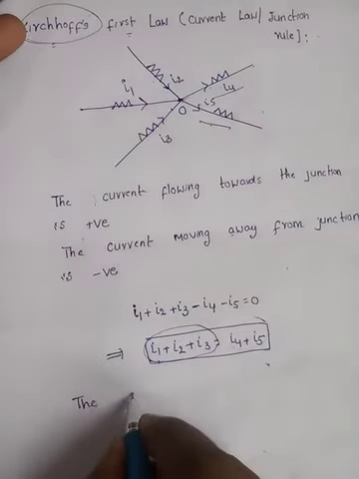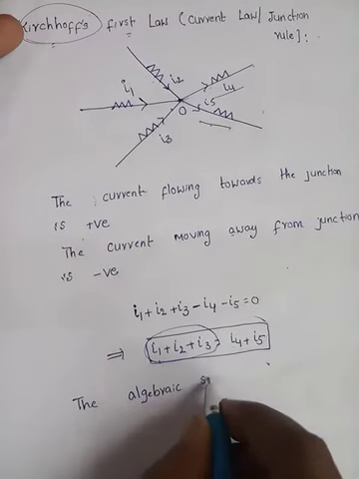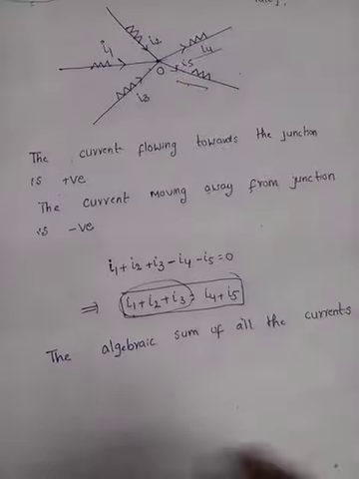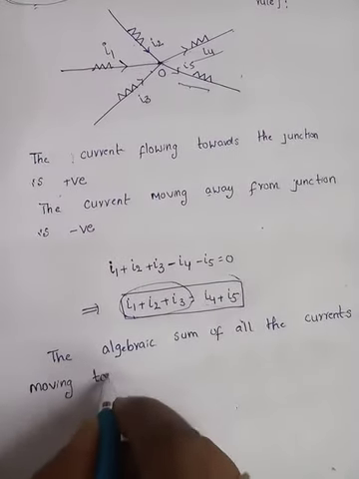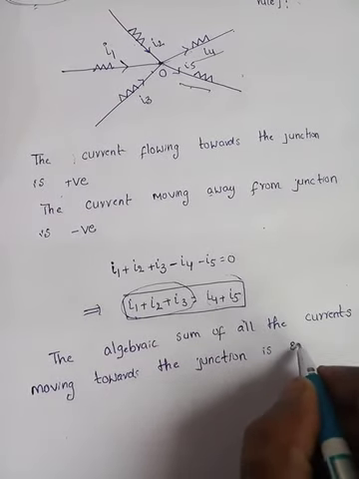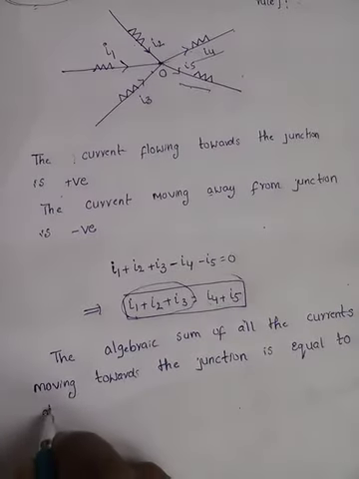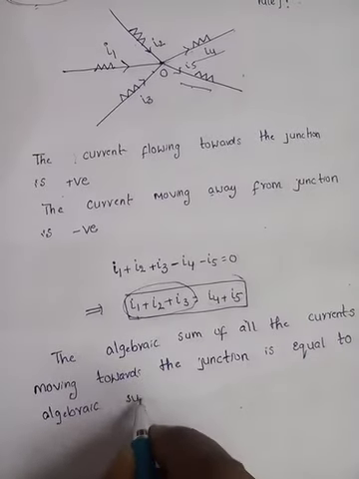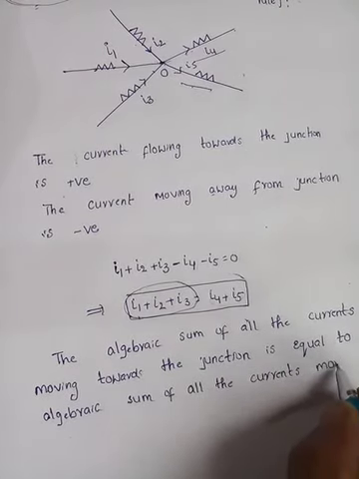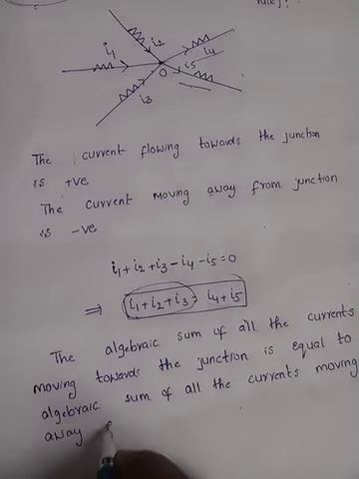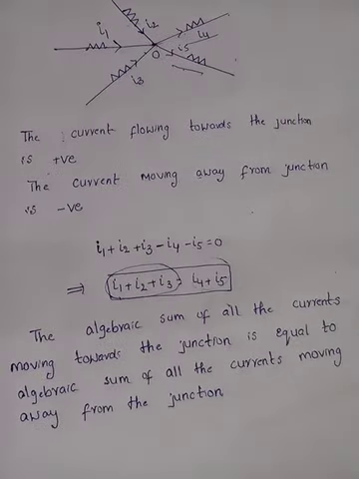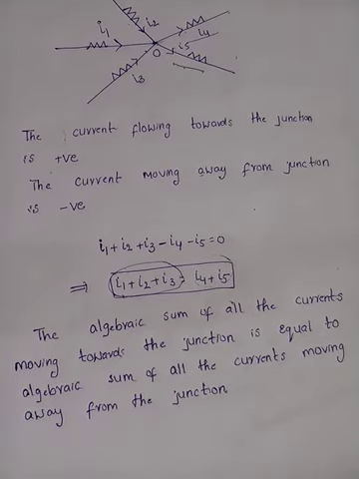This is the statement of the first law: the algebraic sum of all the currents moving towards the junction is equal to the algebraic sum of all the currents moving away from the junction.